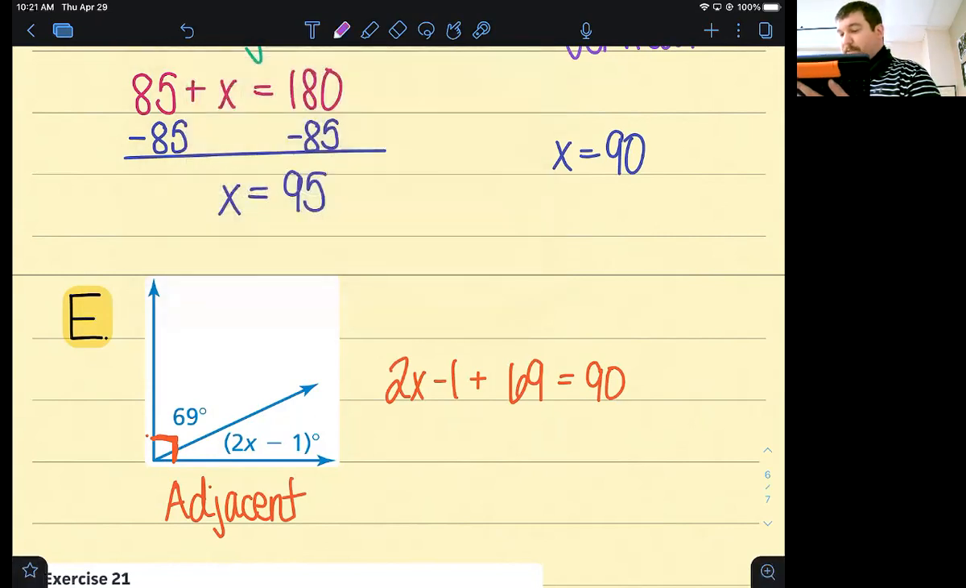So let's combine our like terms. Same signs or different signs? Different signs. Same sign, keep the sign, different sign, subtract. What's 69 minus 1? 68. Keep the sign of the larger number, then you'll be exact. There's way more positives here. So this is going to be a plus 68, not a minus 68. Drop down the 2x, drop down the equals 90.